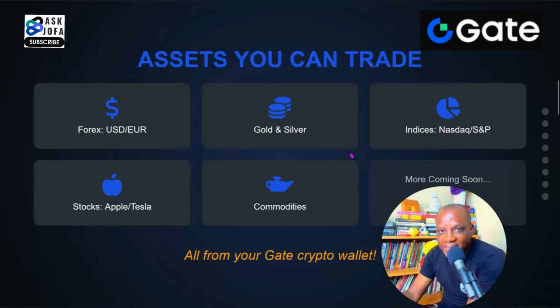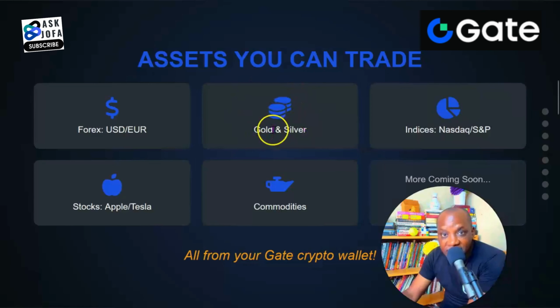What are the assets you can trade using Gate TradFi on Gate Exchange? You can trade Forex, major pairs like USD against euro. For example, if you think that the dollar will weaken against the naira, you can trade that movement on Gate TradFi. You can also trade gold and silver using Gate TradFi. These are great for hedging when markets are uncertain. That is when you play on the price movement of gold and silver.